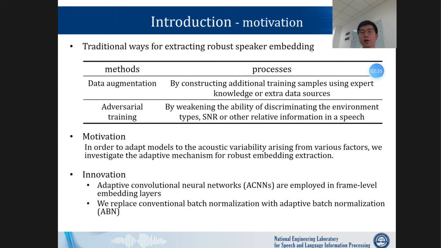Different from the above-mentioned methods, we investigate the adaptive learning methods for robust embedding extraction, which adapts models to the acoustic variability arising from various factors, such as channel and environment noises. The ACNN and ABN are employed in the frame-level layers. By dynamically generating the parameters in models, they have more flexibility in capturing speaker information.